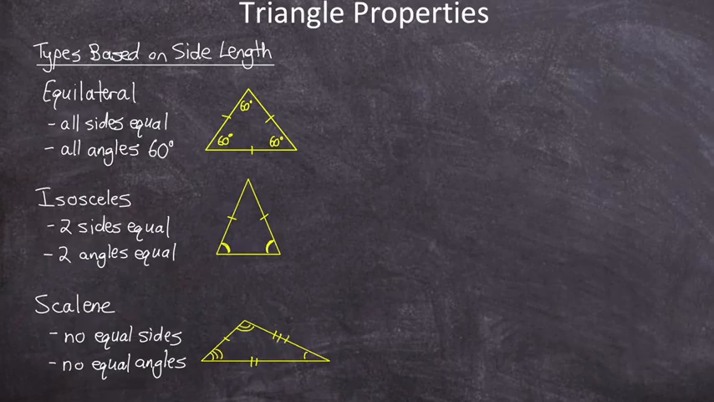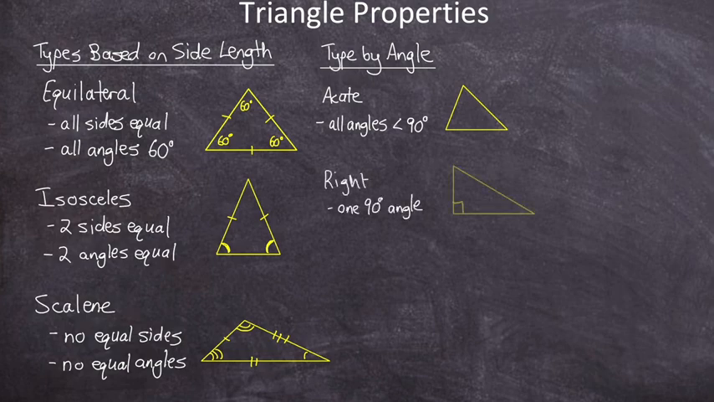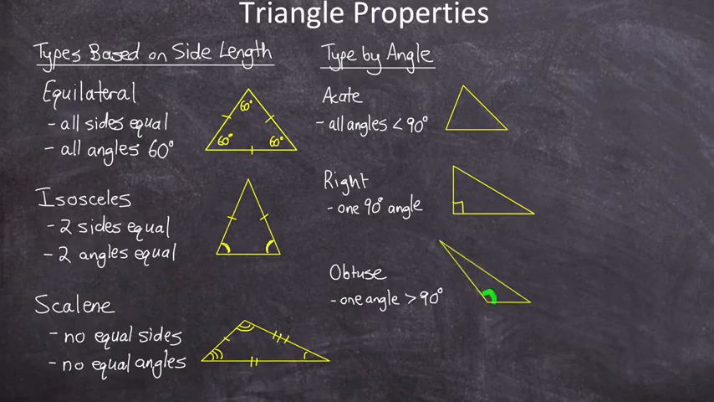You can also classify a triangle based on the types of angles in the triangle. An acute triangle is a triangle where all three of the angles are less than 90 degrees. So here's an example of what an acute triangle would look like. A right triangle is a triangle that has one 90-degree angle, which would look like this. And an obtuse triangle is a triangle that has one angle bigger than 90 degrees, which could look like this, where this angle right here is bigger than 90.